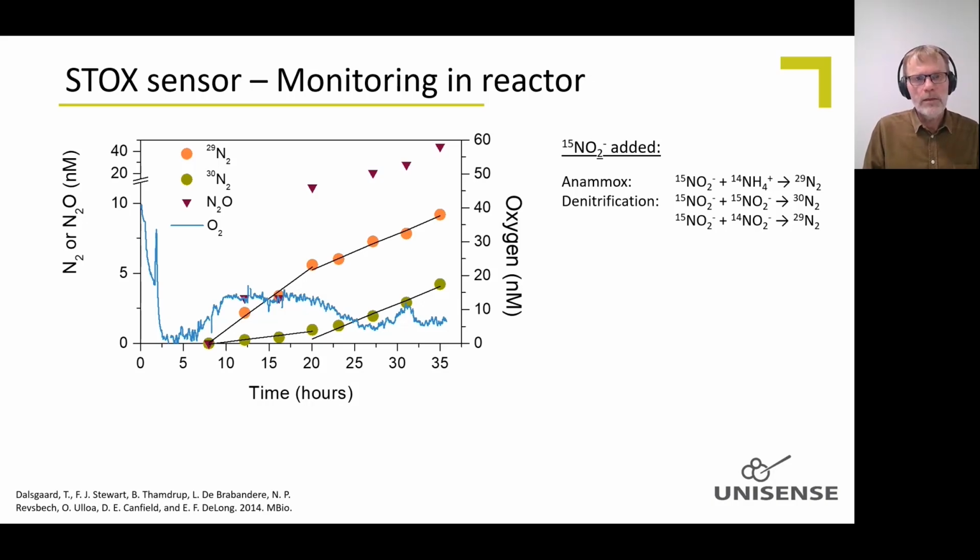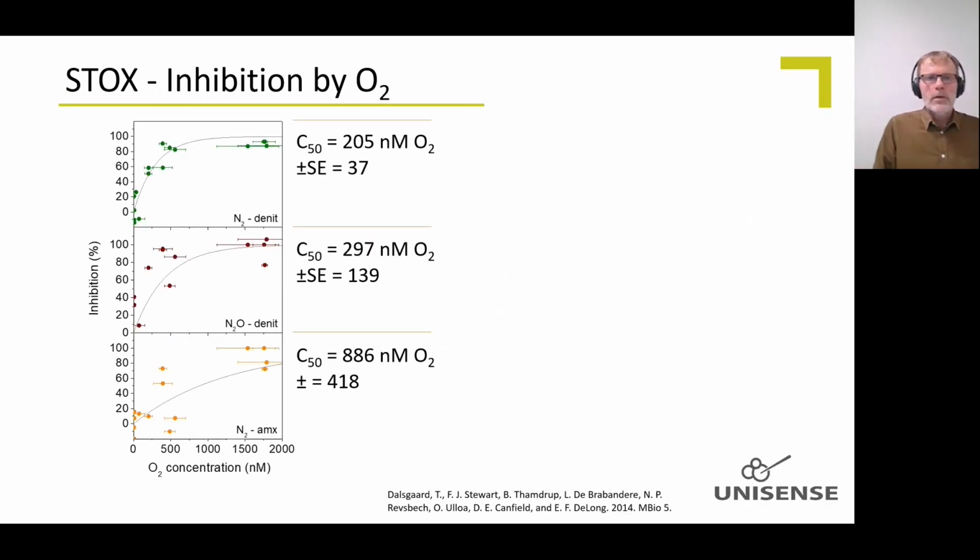And we did a lot of manipulation experiments where we added more and more oxygen to see how that affected the production of N2 and these NMOX and denitrification processes. And we were interested in seeing how much oxygen was needed to inhibit the processes. And we calculated the C50, which is the amount of oxygen required to inhibit the process 50%.